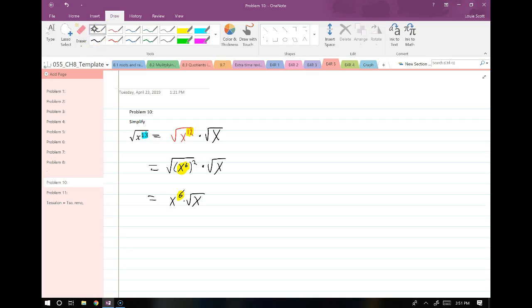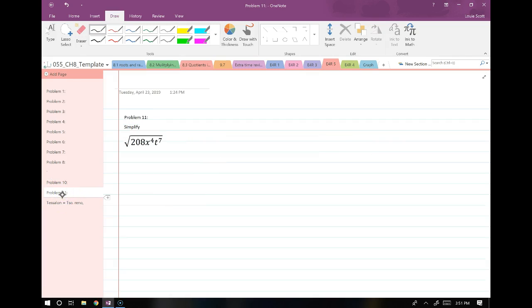And remember, if I give you something with an even exponent, just cut it in half. If I have z to the, let's say it's 1,000, this is just equal to z to the 500. Any even number, you just split it in half when you simplify it. But remember, that's with the exponent, not with the actual base.